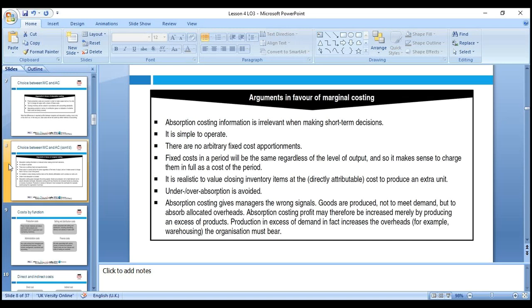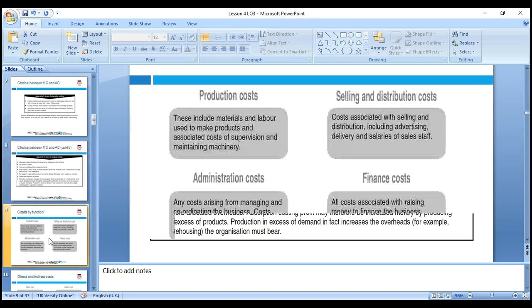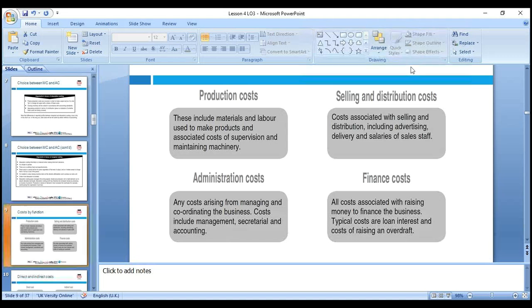It is charged in full to the period. Closing inventory is valued at the direct cost attributable to producing an extra unit, so the fixed overhead absorption is avoided. Absorption costing can give the manager the wrong signal, and goods are produced not to meet the demand but to absorb allocated overhead. Absorption costing profit may therefore increase merely by producing excess product, production in excess of demand. In fact it increases overhead, and the warehouse and the organization will bear it later.